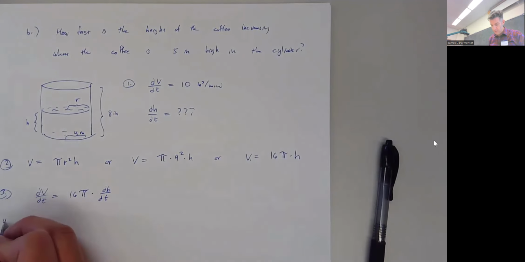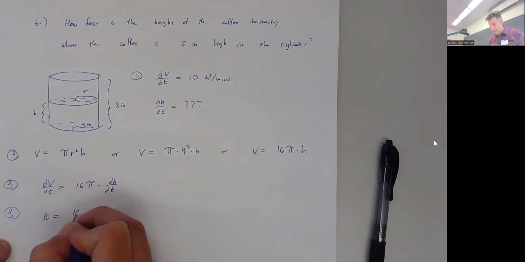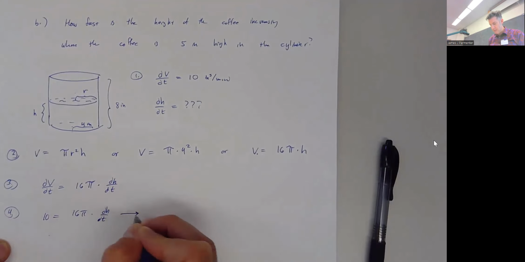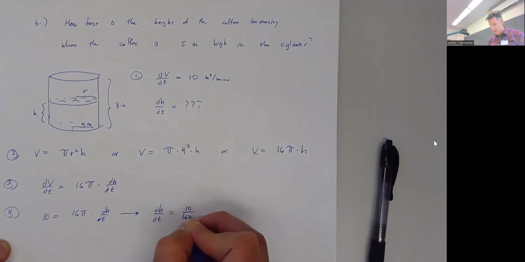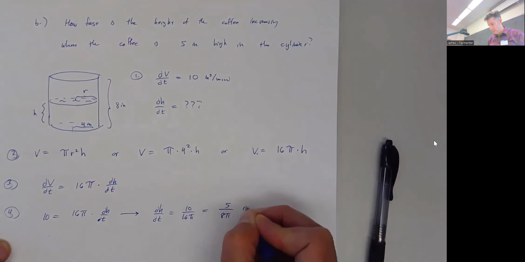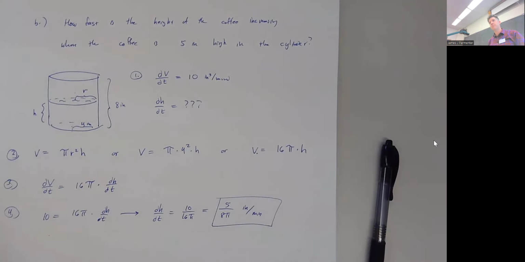Then we plug in much more easily here, and we get 10 equal to 16 pi times dH dt. So solving for dH dt, we get dH dt equal to 10 over 16 pi, which you really should reduce down to 5 over 8 pi inches per minute. Much easier to answer that question.